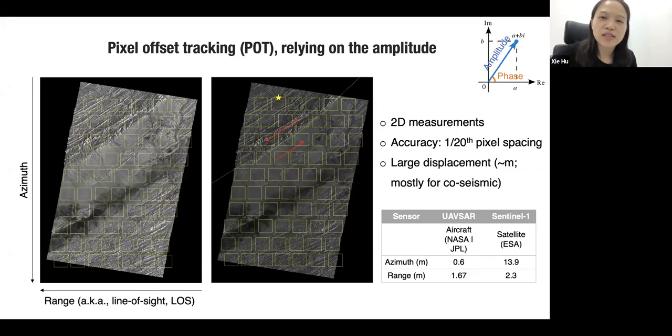As a complement to InSAR, which relies on the phase and measures one-dimensional displacement only along the range or line of sight direction, pixel offset tracking can map the two-dimensional displacement along both azimuth and range. This relies on the SAR amplitude and can also be applied to optical imagery. The theory is to compute the subpixel offsets between the image patches acquired before and after the event. This approach heavily relies on the pixel spacing, and its accuracy is up to 1/20th of the pixel spacing. Considering the resolution of satellite imagery, this approach for SAR amplitude images is normally more suitable to map large displacements such as the co-seismic deformation.